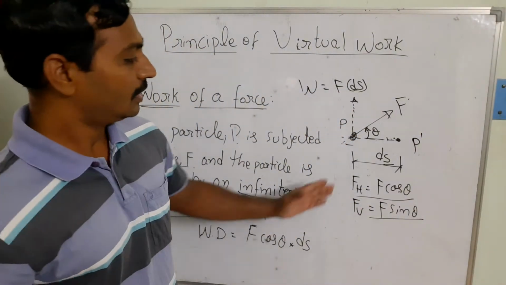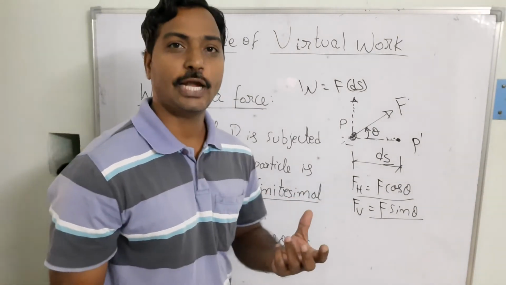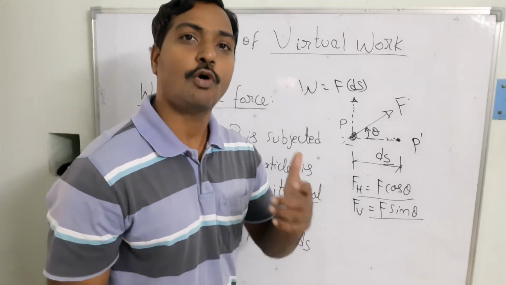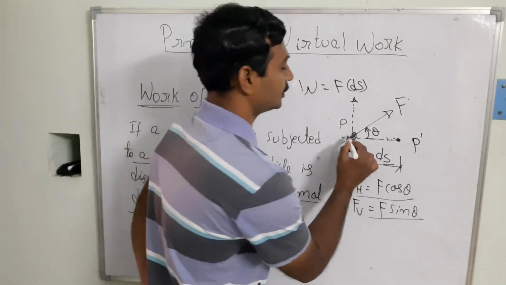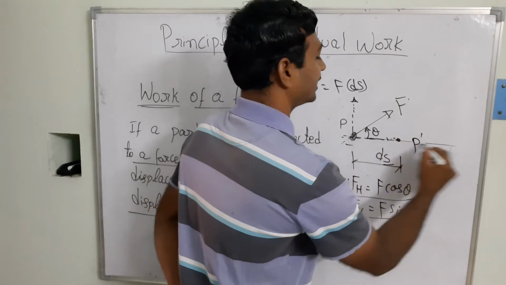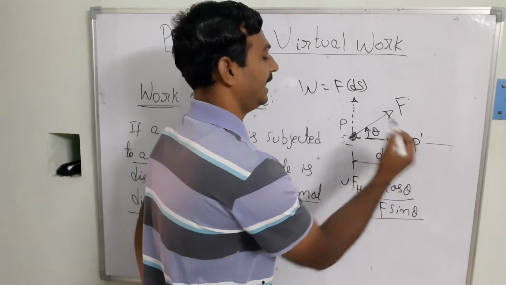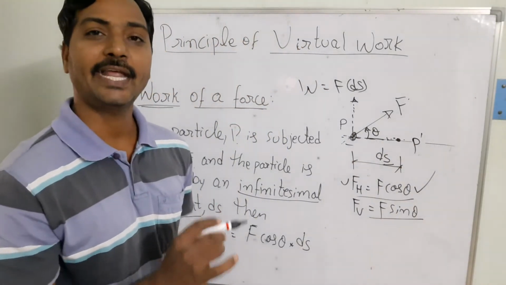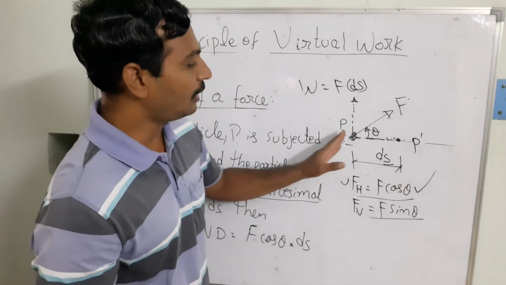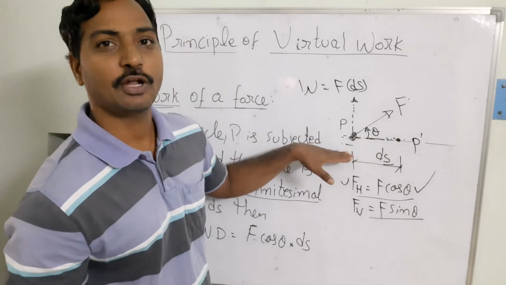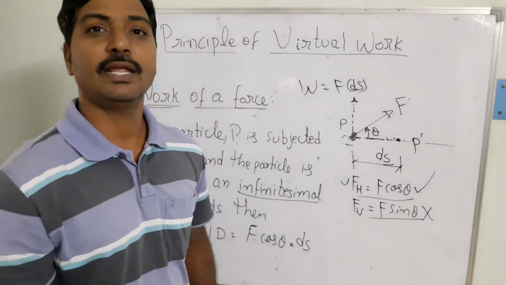Can you see, these are the two resolutions of the force we got. We need to understand which force acts to move the body in the horizontal direction. The horizontal force acts along the particle, that means in the direction of P dash. Due to this force, the particle is displaced from P to P dash. The vertical force acts normally to the displacement of the system, so it is moving in the upward direction. So this force is not participating in our work.